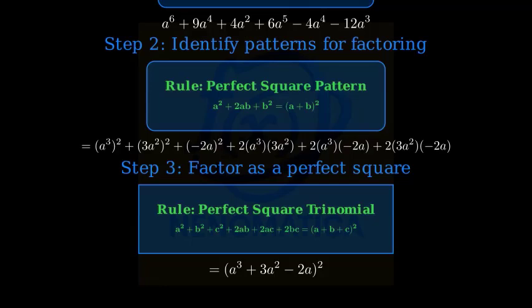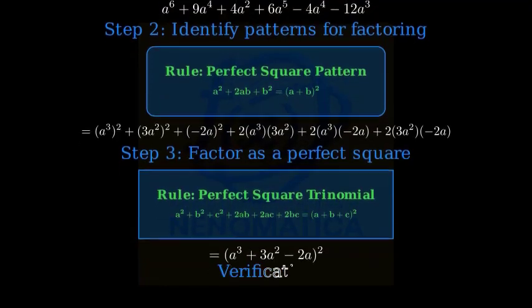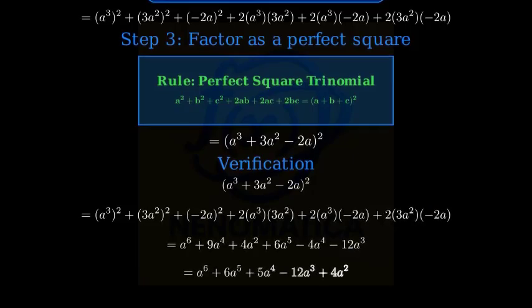Let's verify this by expanding the expression. Let's verify our factorization by expanding the expression and seeing if we get back our original polynomial. When we expand the square of a cubed plus 3a squared minus 2a, we should recover the original expression a to the 6th plus 6a to the 5th plus 5a to the 4th minus 12a cubed plus 4a squared.